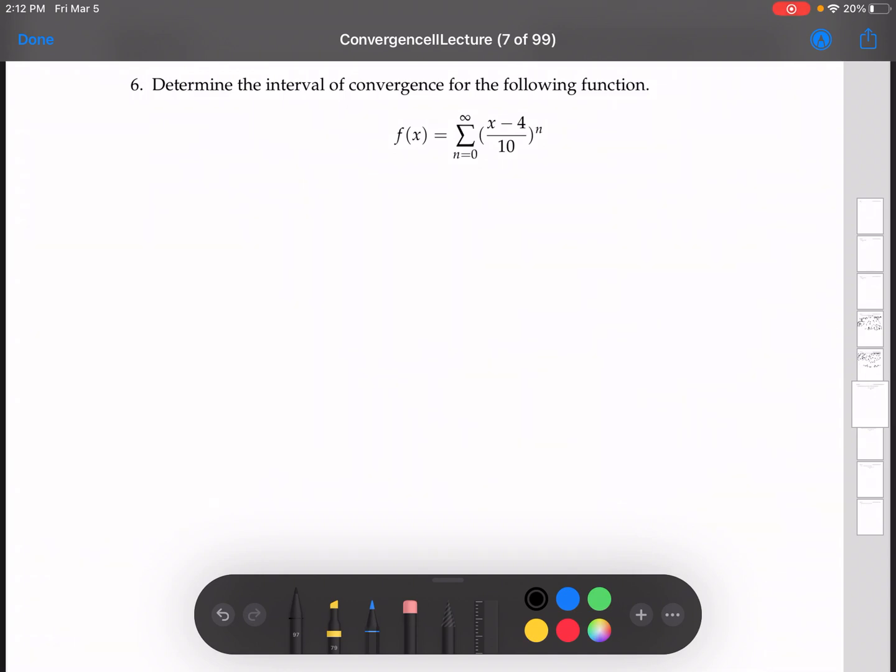In this problem, we're going to determine the interval of convergence for this function. Now, remember, this is a function whose rule is an infinite series. If it converges, then whatever it converges to is the output value. But if it diverges, then it doesn't make sense to put whatever number makes it diverge into it. And so we want to find the interval that makes sense to put numbers into this function.